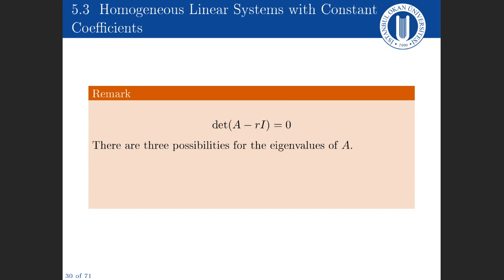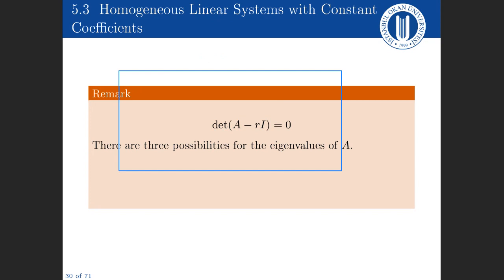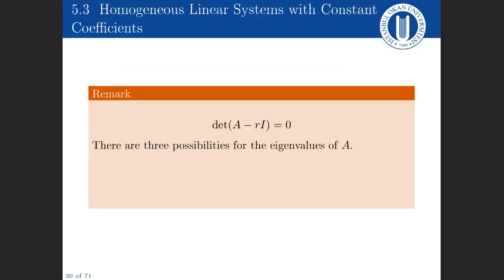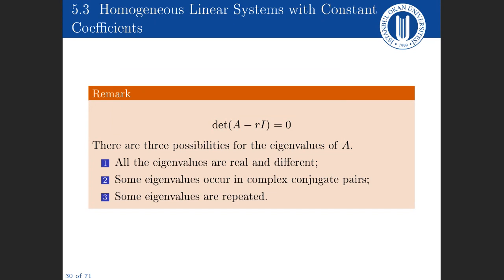Now, when we're calculating eigenvalues of a matrix, you will recall from linear algebra that there are three possibilities. Possibility one, we might have that all of the eigenvalues are real numbers and they're all different. Possibility two is that the eigenvalues might occur in complex conjugate pairs. Or possibility number three, we might have some repeated eigenvalues. But you're going to need to look at these situations, these possibilities separately.